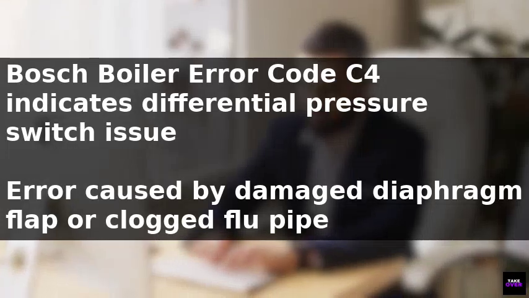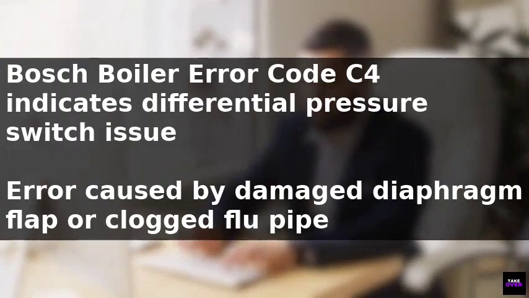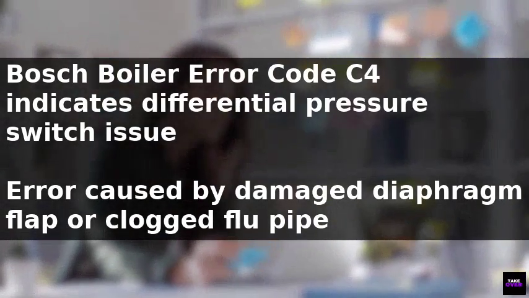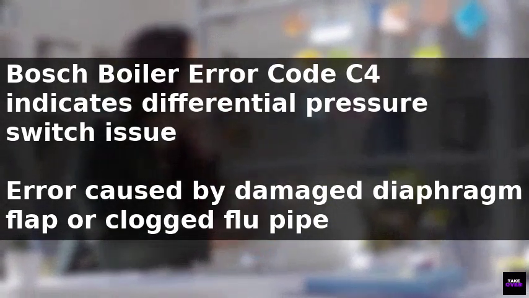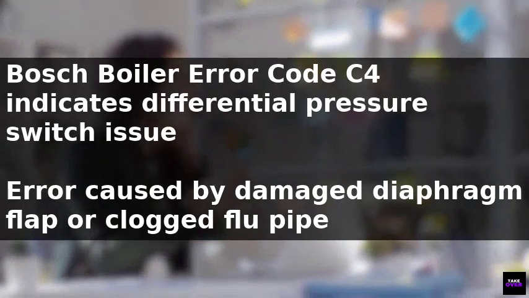The Bosch boiler error code C4 indicates a problem with the differential pressure switch, which can be caused by a damaged diaphragm flap or a clogged flue pipe. To fix this issue, it's essential to identify and address the root cause.